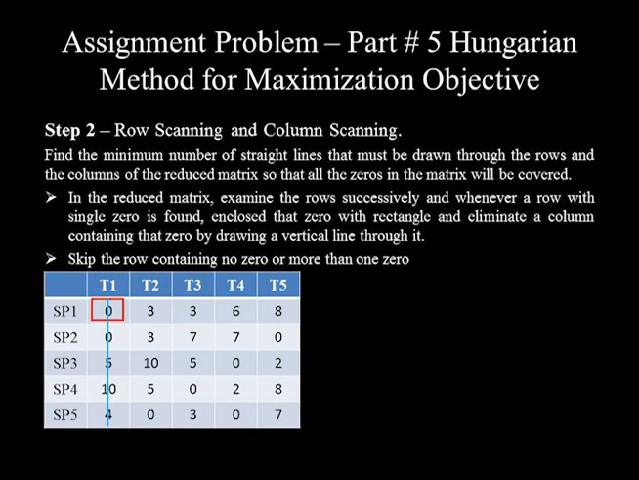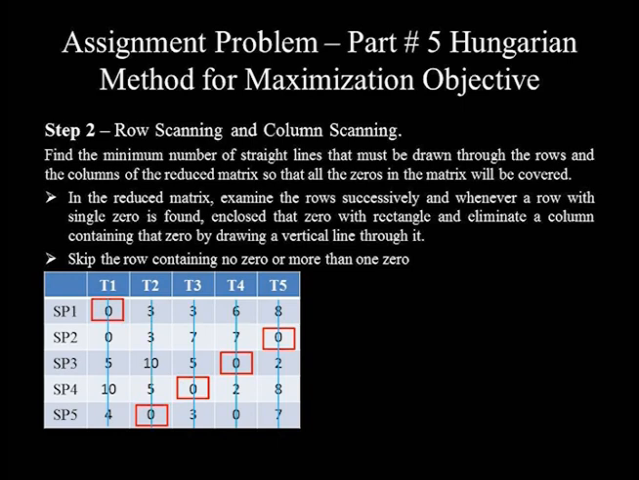The only undeleted zero of row 2 is the one under column 5. So we will enclose this zero in a rectangle and delete column 5. Also, we can enclose the only zero of row 3 in a rectangle and delete column 4 by drawing a vertical line through it. The zero at the intersection of row 4 and column 3 is the only zero of row 4. So we can enclose this zero in a rectangle and eliminate column 3 by drawing a vertical line through it. The only zero of the ultimate row is the one under column 2. Enclose this zero with a rectangle and delete column 2.